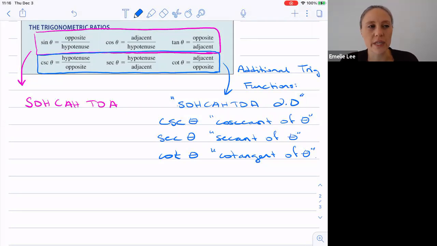And we're just going to use these, right? We don't need to know too much about cosecant or secant or cotangent. So we're just going to use the fact that the secant is the hypotenuse over the adjacent, for example.